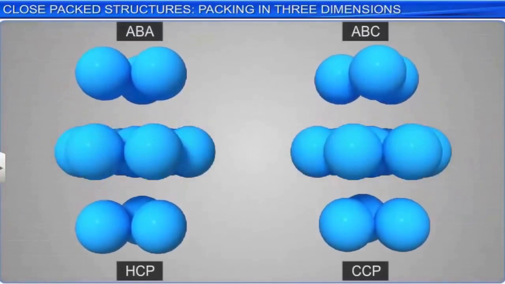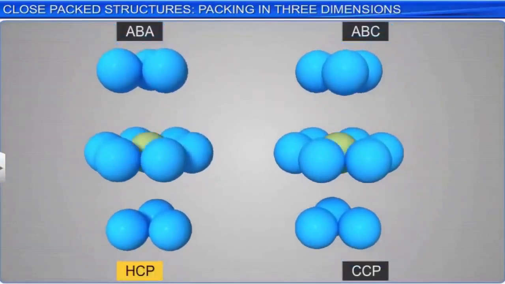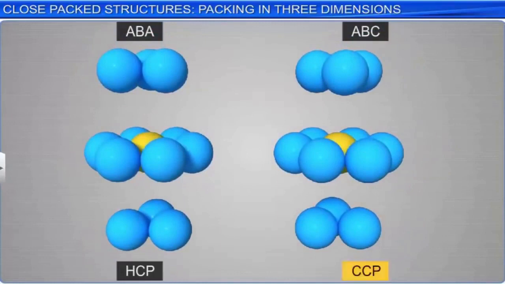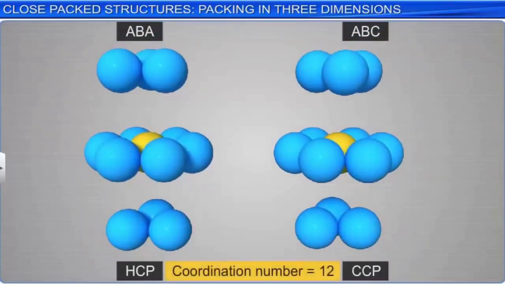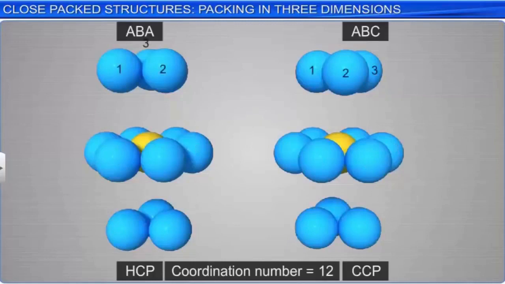Further, as can be seen in hexagonal close packing and cubic close packing, a sphere has the coordination number 12. It is in contact with 6 spheres in its own layer, 3 more in the layer above, and 3 more in the layer below.